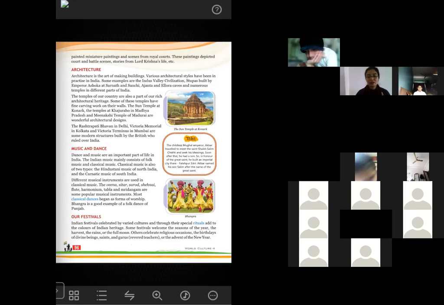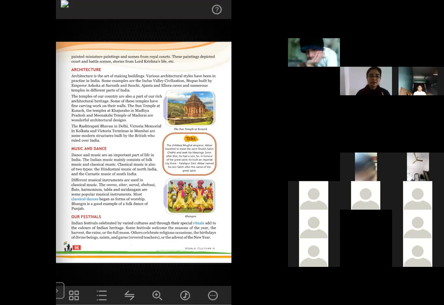Next one is architecture. Architecture means designs of buildings and temples. Architecture is the art of making buildings. Various architectural styles have been in practice in India. What are some examples of architecture in India?